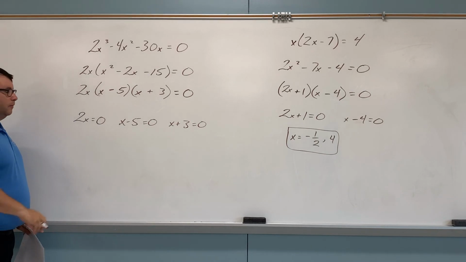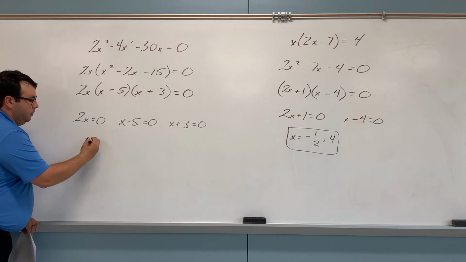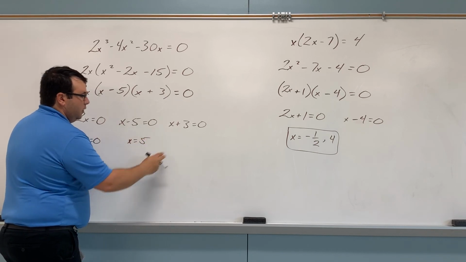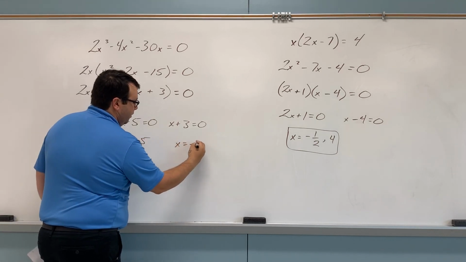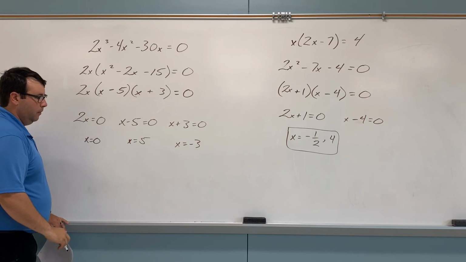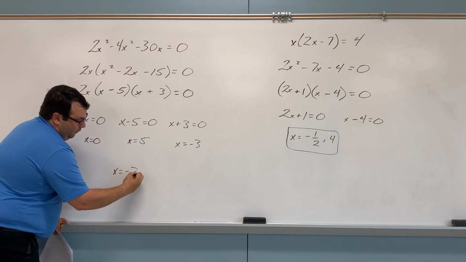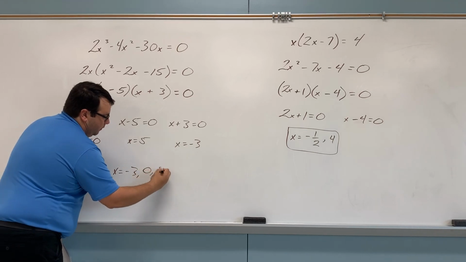And then solve. So here I get x is 0. Here I get x is 5. Here I get x is negative 3. Go least to greatest as you list them. x is either negative 3, 0, or 5.